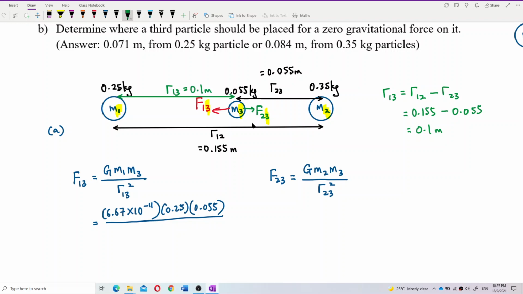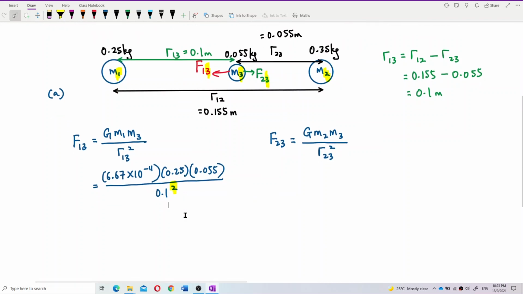We got R13 already, so we can label it. We just put it below here, 0.1 squared. Don't forget the square. Many students forget about the square. That is called careless. So let's find out the value of F13.